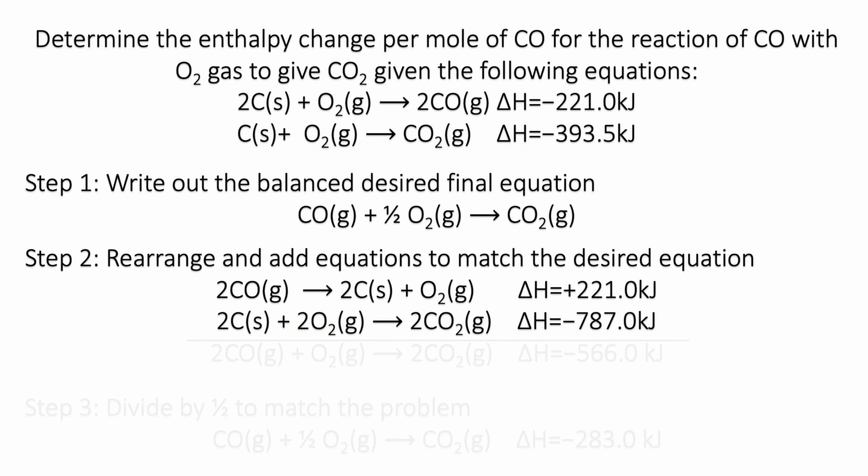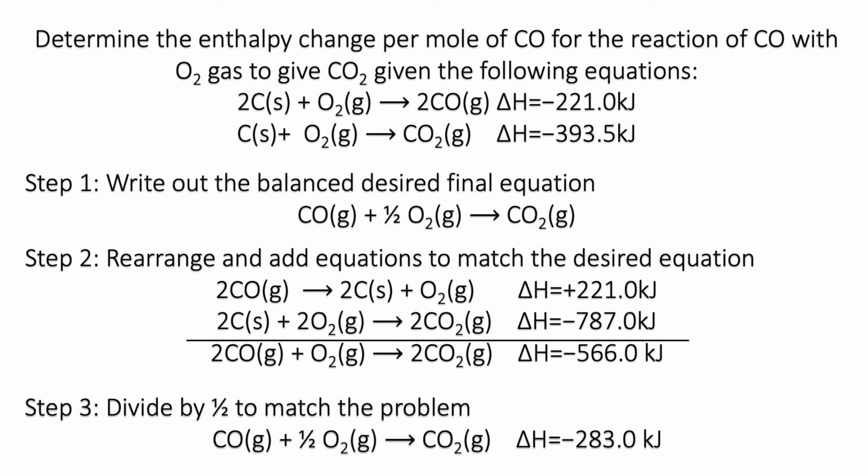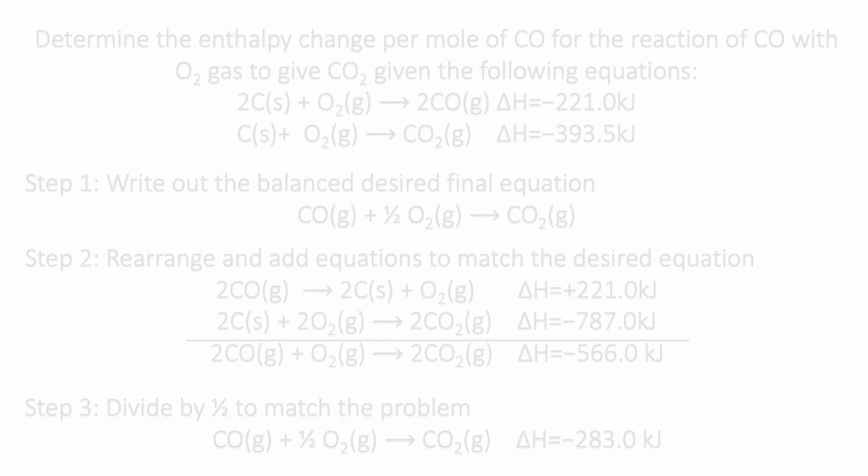We can now add everything down to see if it matches the desired final equation. The problem asks for enthalpy change for 1 mole of carbon monoxide, and in order to determine that, we must divide everything by 2, and the change in enthalpy is equal to negative 283.0 kilojoules.